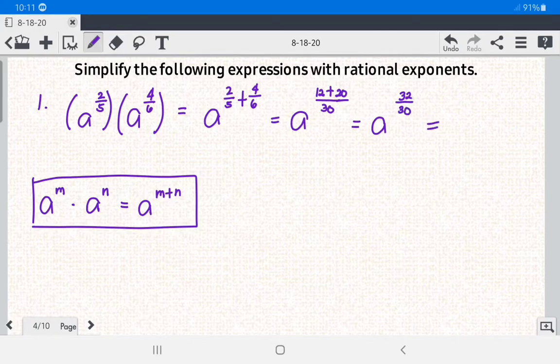Now, next step is you will just get the simplest form of 32 over 30. The common factor here is 2, right? So the final answer is a raised to 16 over 15. So that's it for number 1.